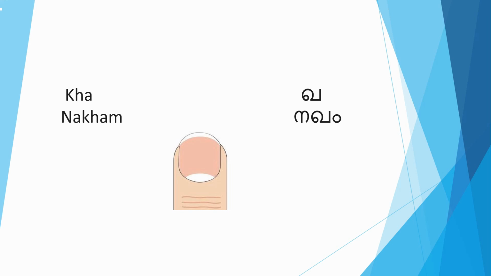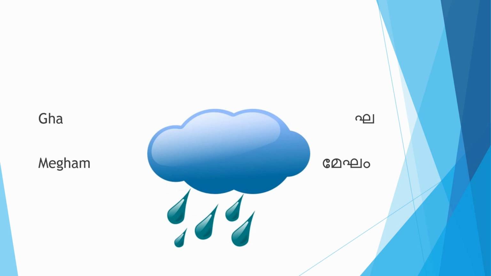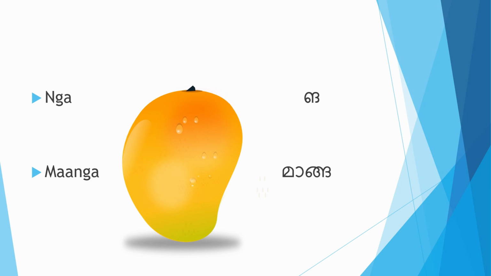Kha, nagam. Nagam means fingernails. Ga, ganam. Gana means song. Kha, megham. Megha means cloud. Nga, manga. Manga means mango.